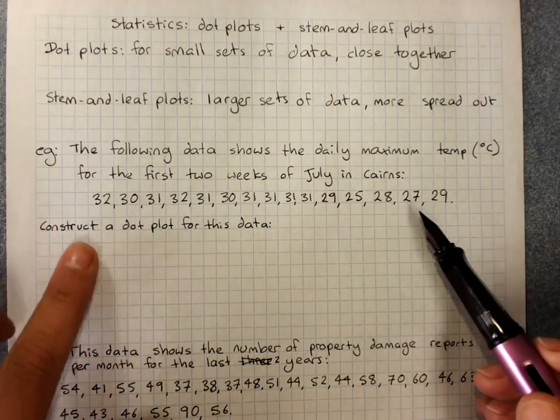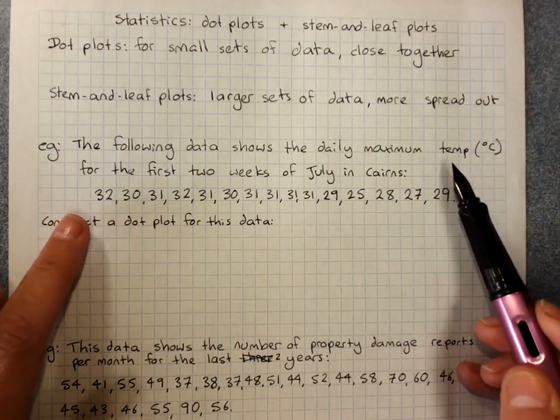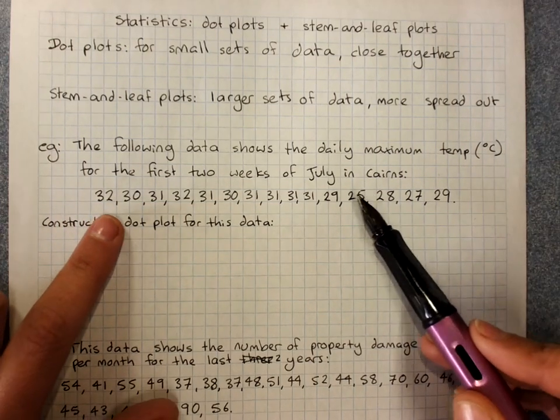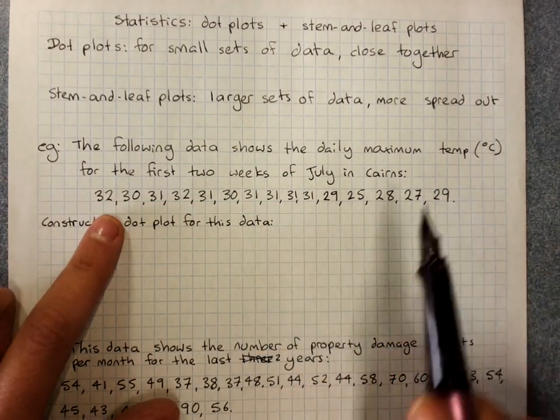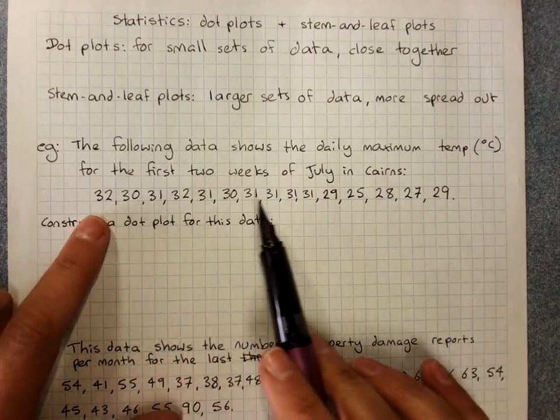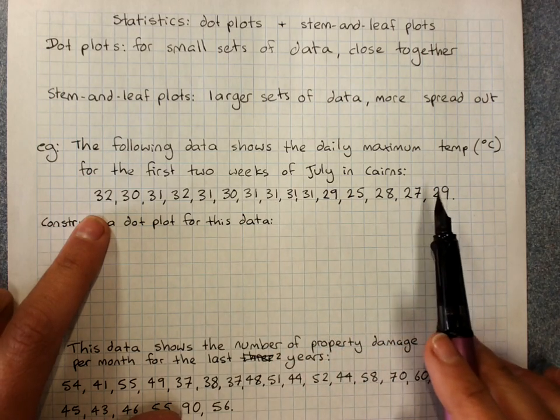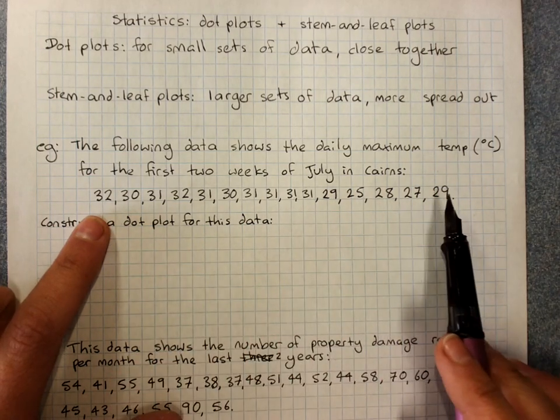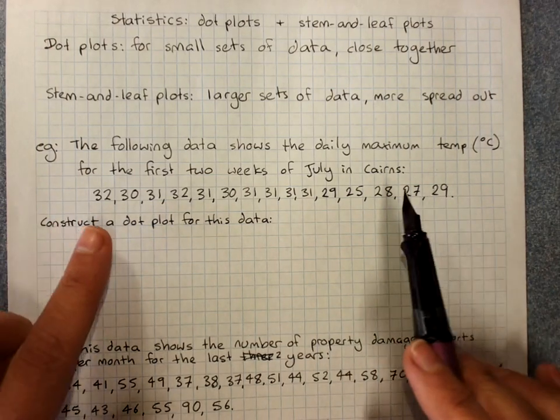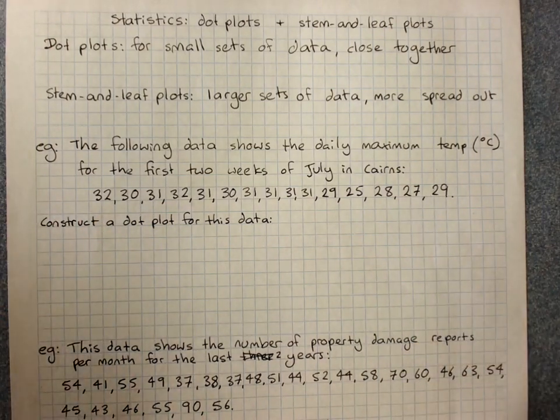So this set of data is the daily maximum temperature in degrees Celsius for the first 2 weeks of July in Cairns. So you can see it's not very much data, and it's all in the 20s and 30s, which means it's pretty close together. It's a really good option for a dot plot.